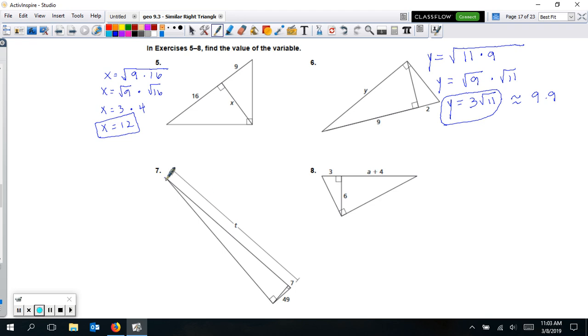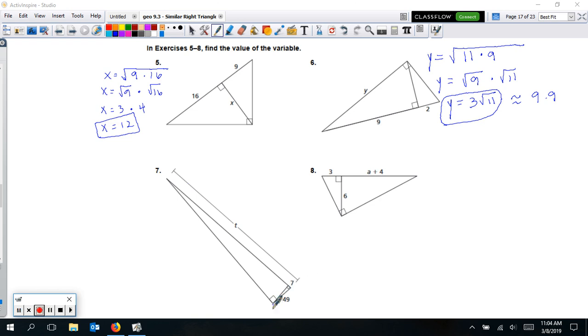Now this time it's a little different. The value of the variable is this very long side here, which is the hypotenuse of this triangle. You can see our altitude on this one makes this into a very tiny little triangle over here, and then you have this hypotenuse, really long here. So what do we know so far? We know 49 is a leg, and we know here's segment 1 of that one, and then segment 2 would be over here, but we have the whole entire hypotenuse.